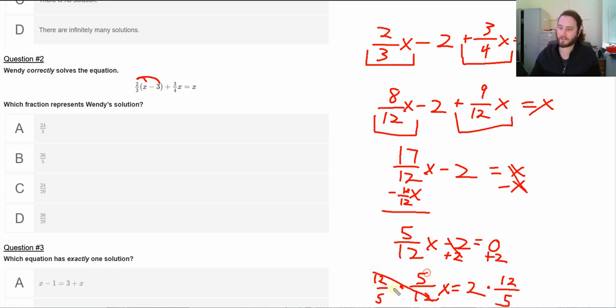That's going to cancel out this fraction completely, and I end up with 2 times 12/5. So if I were to do this and just stick a 1 under there, 2 over 1 times 12 over 5, I end up with 24 over 5, which is the answer that I would have wanted, 24/5.